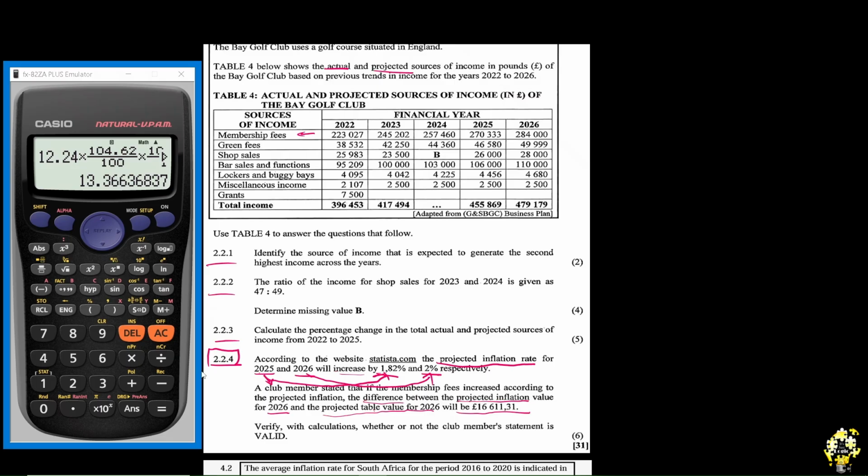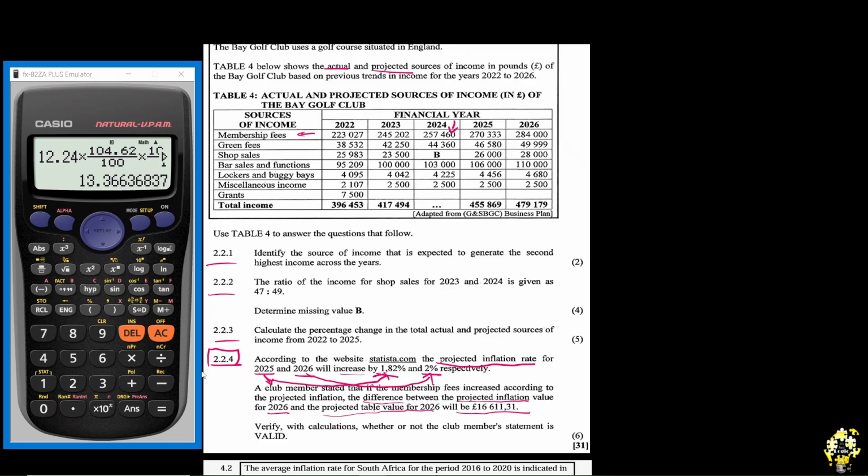Anyways, we are going to talk about the projected inflation for 2026. We have been given the rates for 2025 and 2026, and these are the rates that we are going to use. So our particular amount is actually here in 2024 for membership fees. Remember, we are talking about membership fees. So we have it here as 257,460. And remember, these values that you are seeing here are the actual and the projected sources of income.